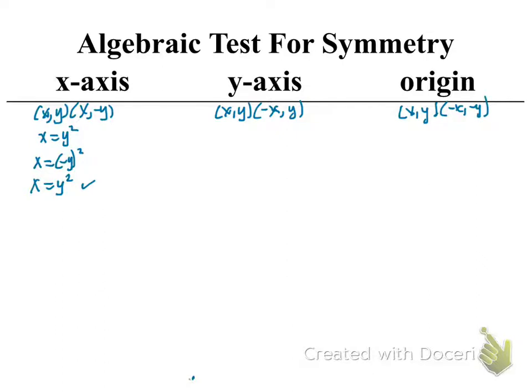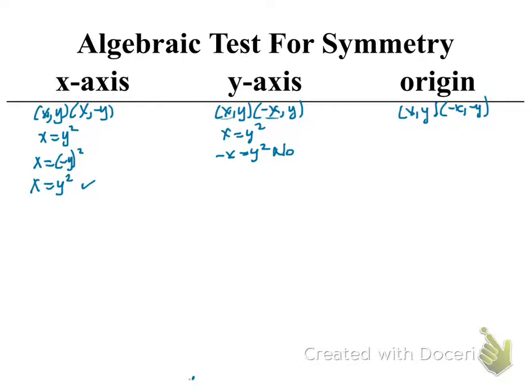Let's use that same equation and test it for y-axis symmetry. So we have the equation x equals y squared, and we're going to check it for y-axis symmetry. Here, the things that were different were the x's. It's x and negative x. So if I replace x with negative x, do I get the same thing? Is x equals y squared the same as negative x equals y squared? In this case, no, it's not.